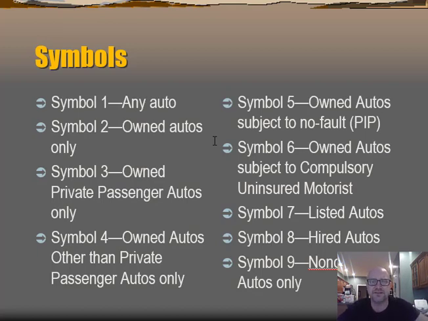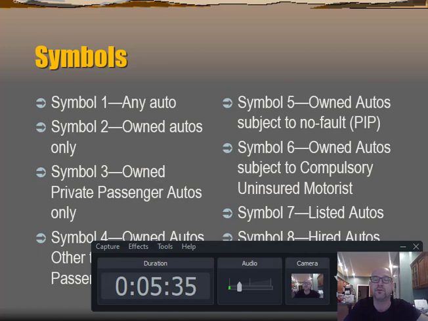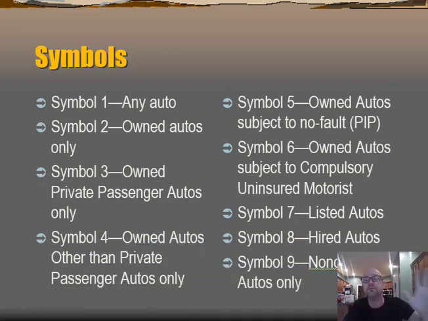Same thing with symbol 6. Some states have compulsory uninsured motorist coverage. So by law, you're required to have it. Okay, symbol 6, tack that on. Same thing, multiple symbols. You might have symbol 2 and symbol 6 if you're in one of those states. If you're not in one of those states, then we're probably not going to worry about either symbol 5 or symbol 6.